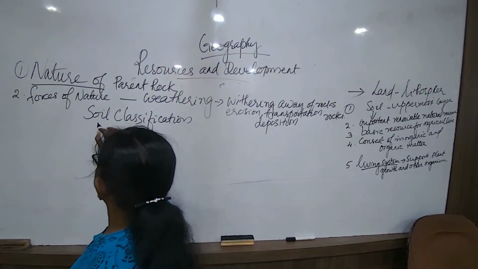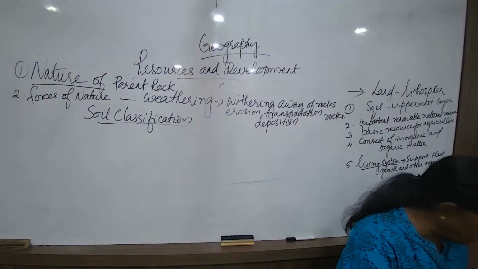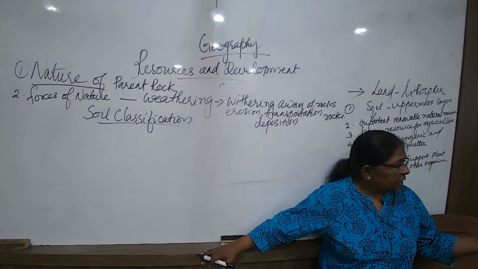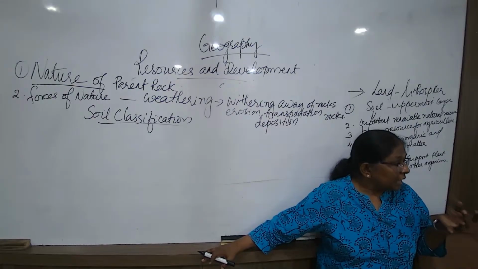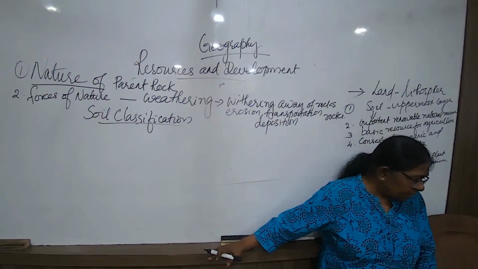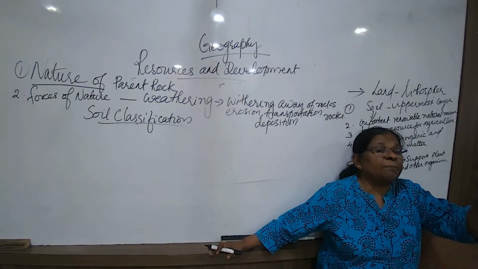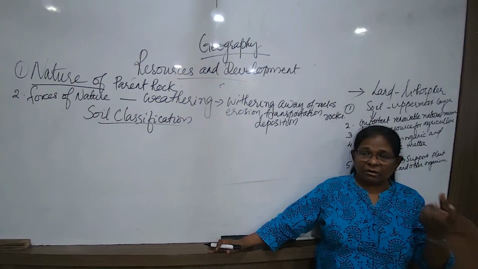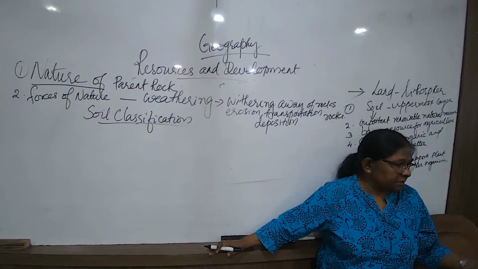Soil classification. Soils are classified on the basis of color. Depending upon the color, it is known as black soil, red and yellow soil, like that. The second classification is based on the texture, that is appearance, the finer particles, or whether it is sand or so.